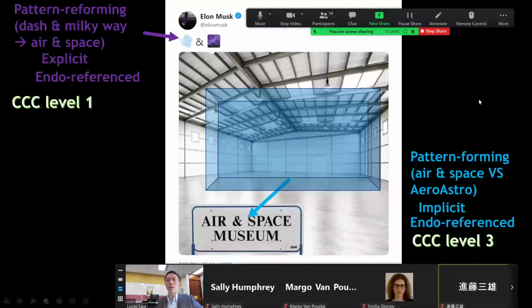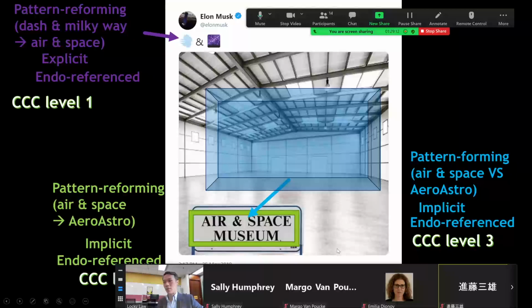However, there are multiple things happening here. There's also the pattern forming, where you actually look at the picture and then you see, okay, there's air, there's space. An Air and Space Museum, pointing to the sign there, is actually a connection, really not air and space, but air and space with aero and astral, right? And so that is an implicit kind of direction, and so is endo-reference still. It's still with the picture, within the picture itself. And if we're checking the CCC, it will be level 3.